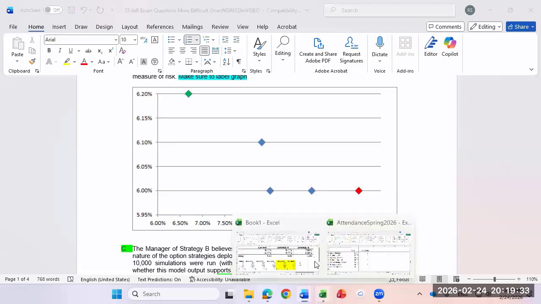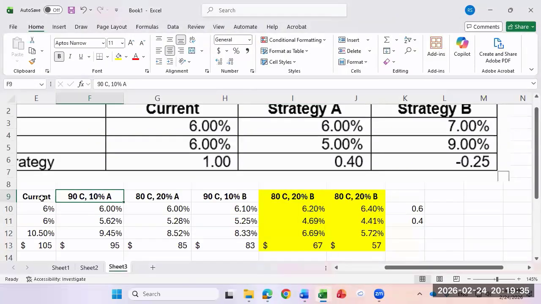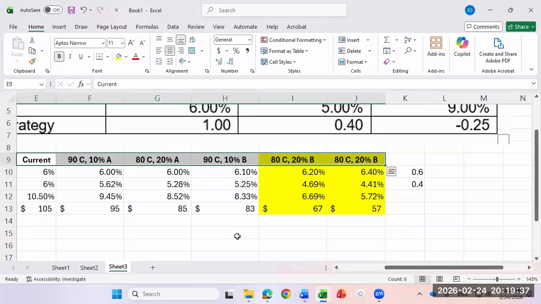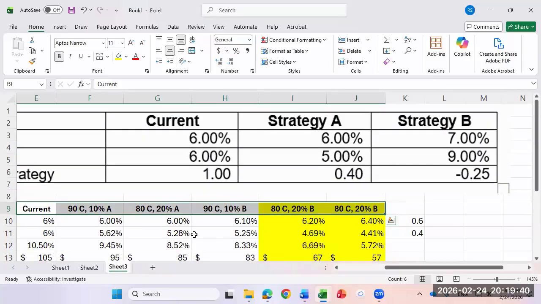What are we missing to do an efficient frontier with current, A and B? We're missing one really key piece of information. I can do current in A, I can do current in B. What am I missing to draw an efficient frontier with these three things? Missing one little piece of data. What's the correlation between strategy A and strategy B? I would need that, right? If I had that, I could draw an entire efficient frontier.